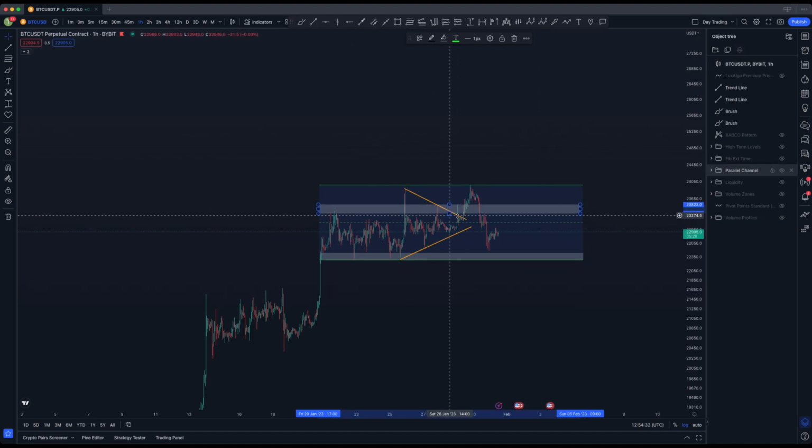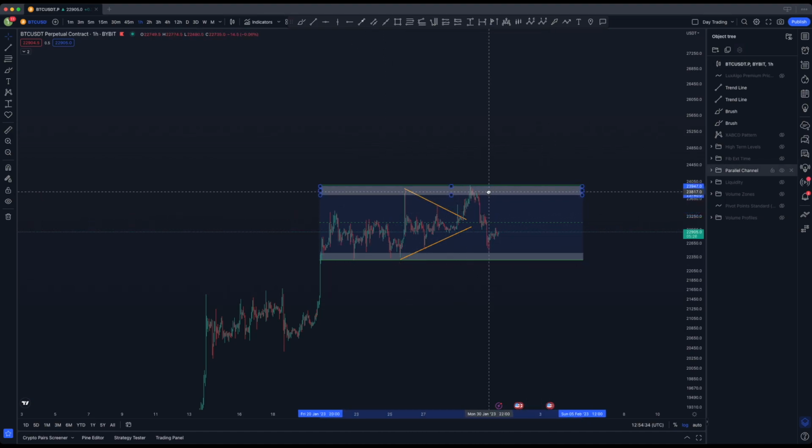It was this zone. But of course, once the zone breaks, what are you looking for? You're looking for a couple of things. You're looking for volume, most important. Are we getting a big break of volume? That would signify that actually there's weight behind this.